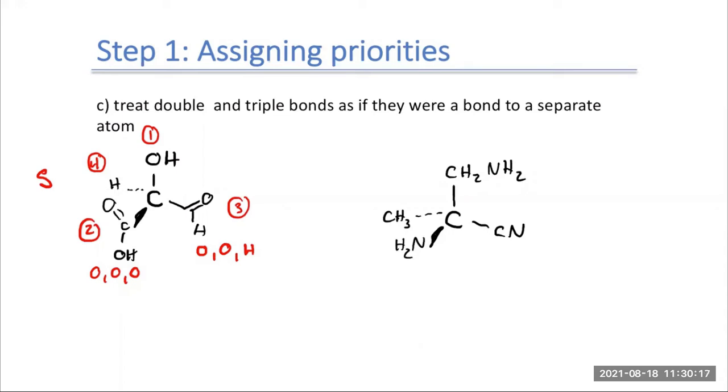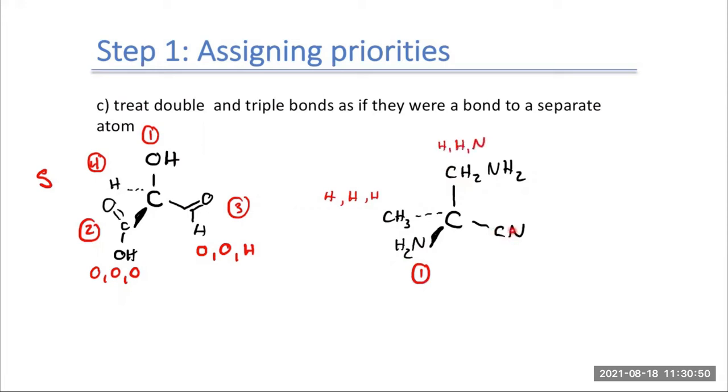Well, I have carbon, carbon, nitrogen, carbon. Nitrogen wins. It's the heavier one. So now we have carbon, carbon, carbon. We got to figure out what's what. Here, this carbon has 3 hydrogens on it. This carbon has 2 hydrogens and a nitrogen.